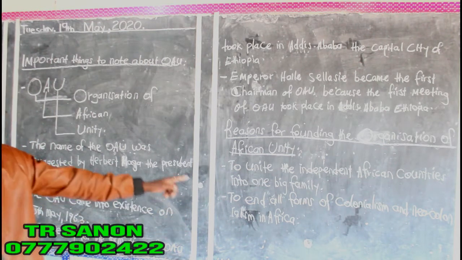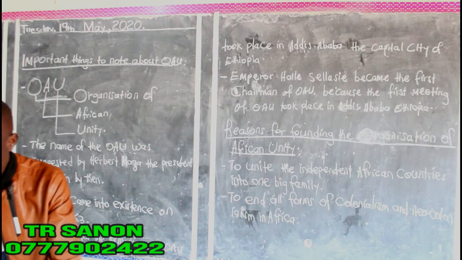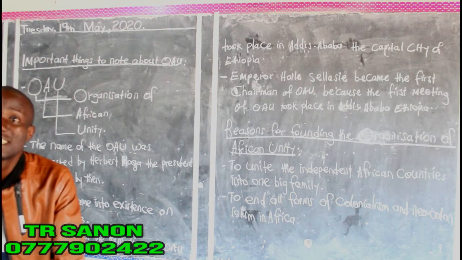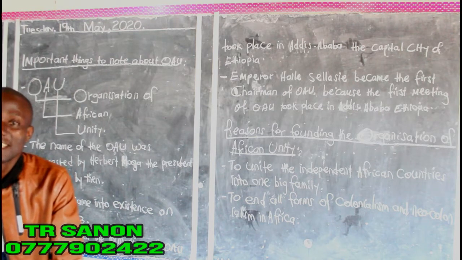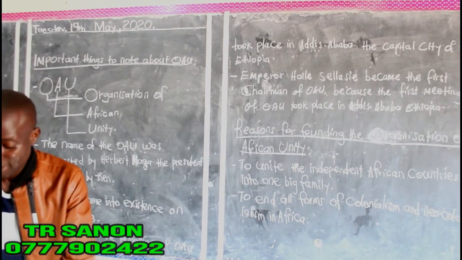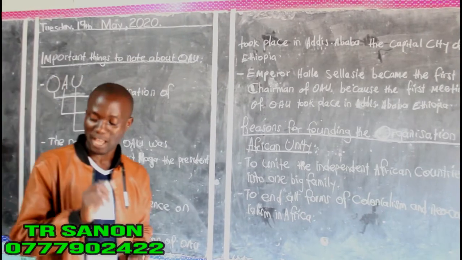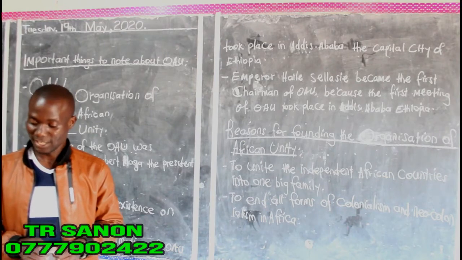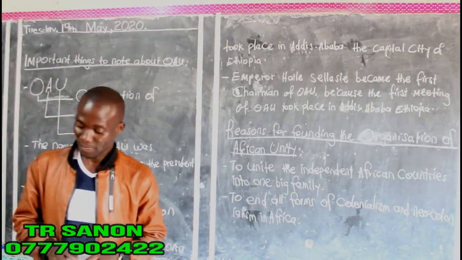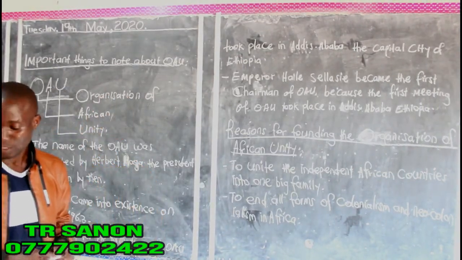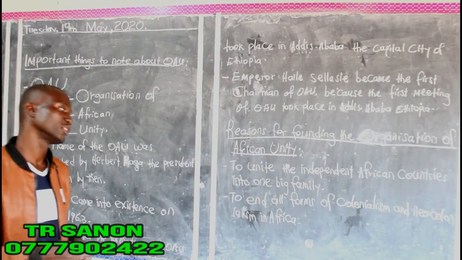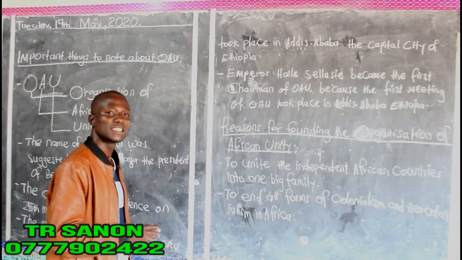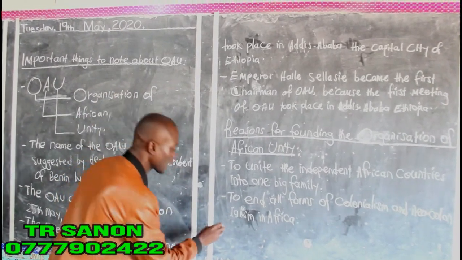Point next, my class. It was to defend the sovereignty. Actually, the word is sovereignty; we don't pronounce the letter G, we omit it in our pronunciation. So the word is sovereignty. And we are saying it was to defend the sovereignty of the independent African countries.